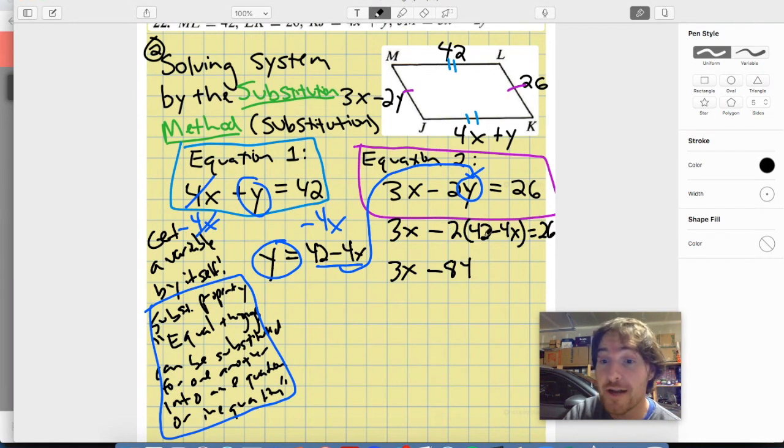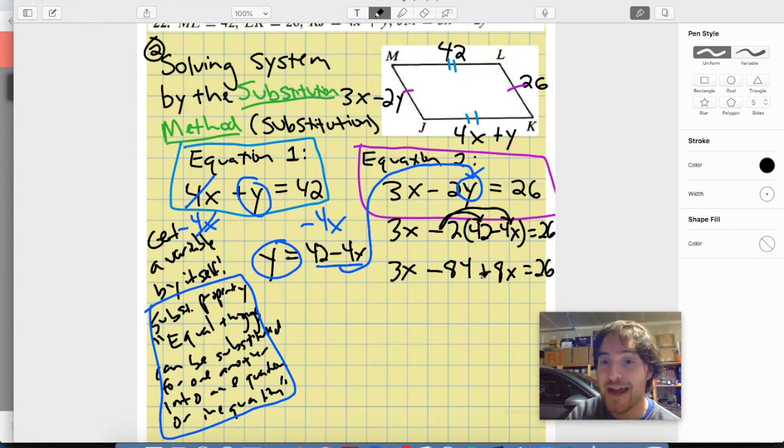This is distribution here. You got to distribute a lot when you're doing substitution, but we got negative 2, right? Negative 2 went to that 42, that's negative 84, but negative 2 distributes to that negative 4x, and negative 2 times negative 4 is positive 8. So that's going to become 8x here. That's going to equal 26.